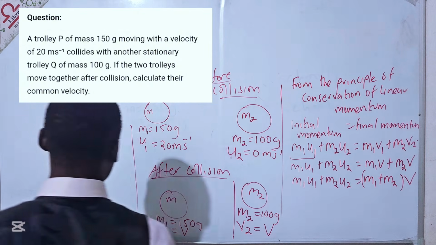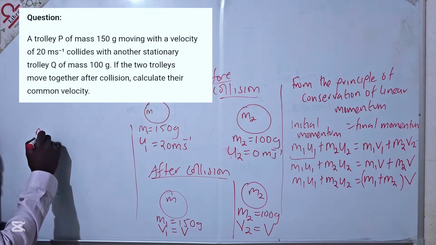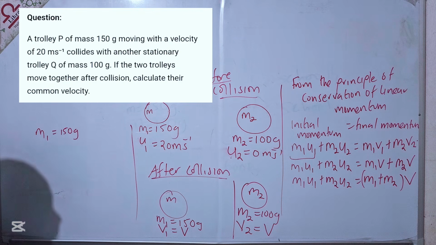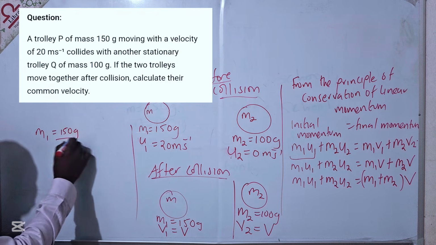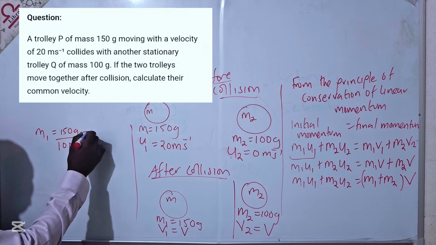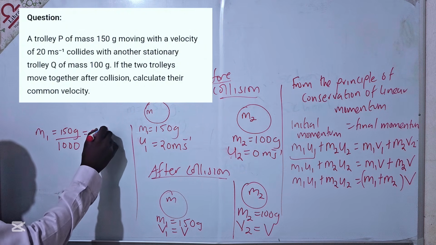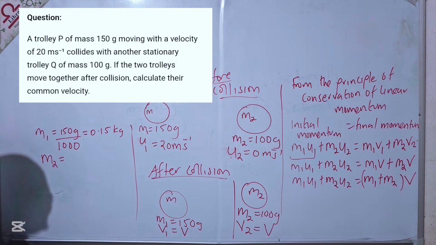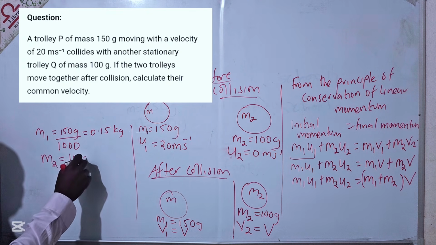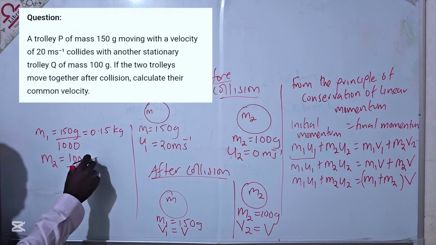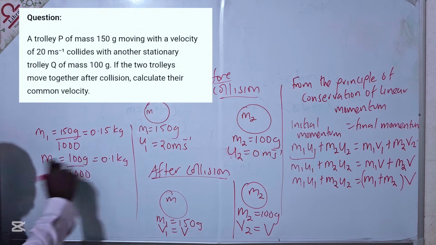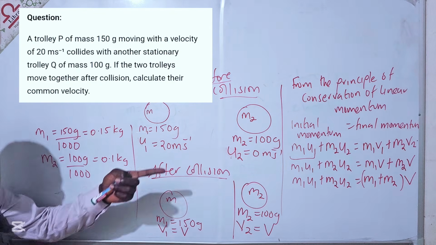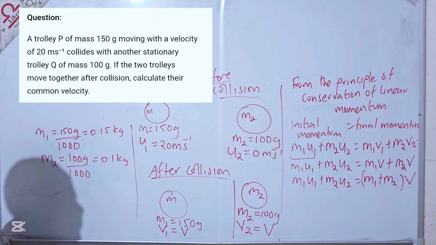So we can come here and convert these masses into kilograms. M1 is equal to 150. How do we convert into kilograms? By dividing by 1000. This is 0.15 kilograms. How about the body of mass M2? We divide by 1000. This is 0.1 kilograms. Because it is better we convert our masses into kilograms before we substitute them into the other equation.